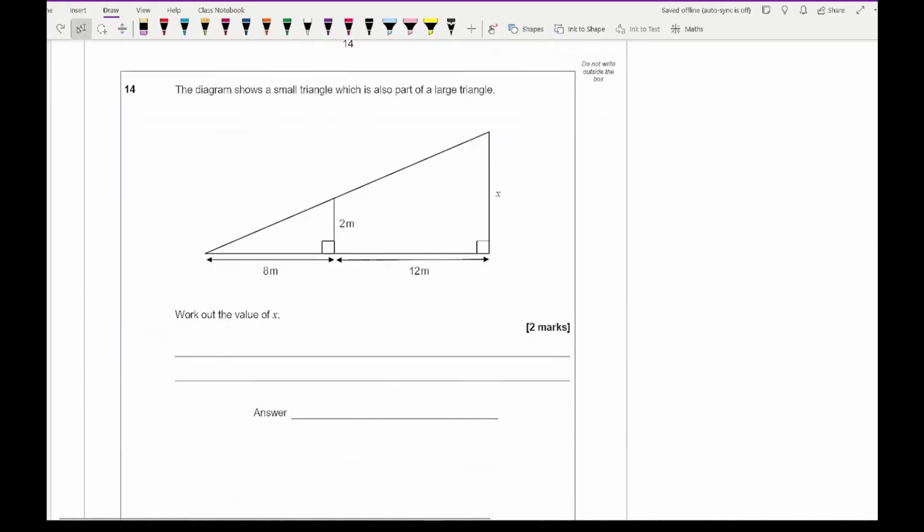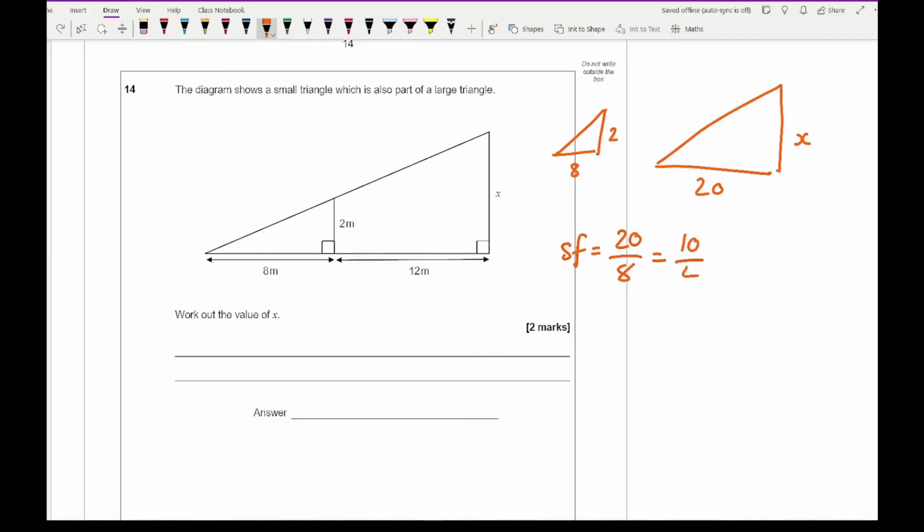Moving on to question 14, it says the diagram shows a small triangle which is also part of a large triangle. Work out the value of x. So here what we've got to do is look at the similar triangles. If I just draw those triangles out separately, my smaller triangle is 2 by 8, and the big triangle is going to be 20, and this is x. The scale factor is going to be 20 over 8, which is 10 over 4, which is 5 over 2, so it's 2.5. Then to get from 2 to the big shape, I've got to do 2 times 2.5, which gives me an answer of 5.